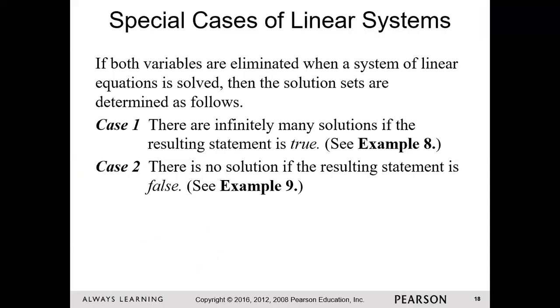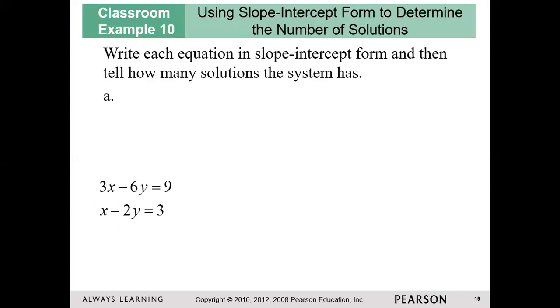All right, so special cases of linear systems. Here are your cases. Again, read through these. I don't really feel the need to read them since you have the ability to pause this video, read them, and then we will talk about them in the next slide. Okay. So let's take a look at using slope-intercept form to determine the number of solutions.